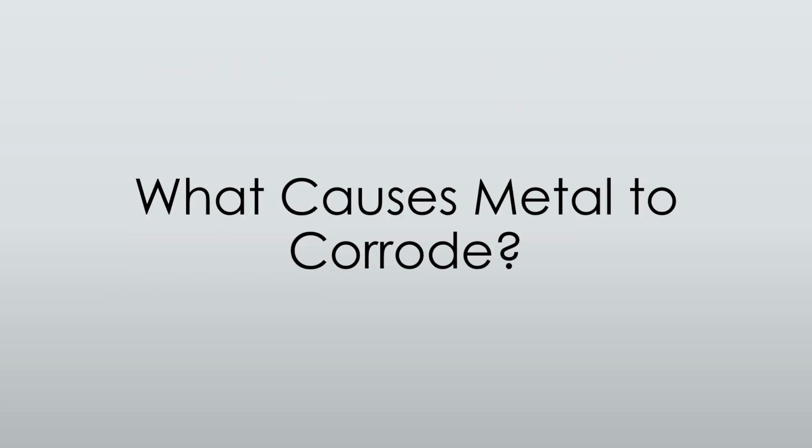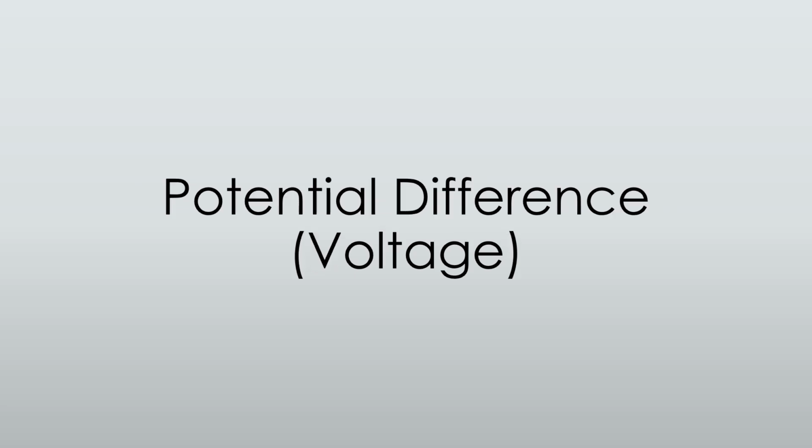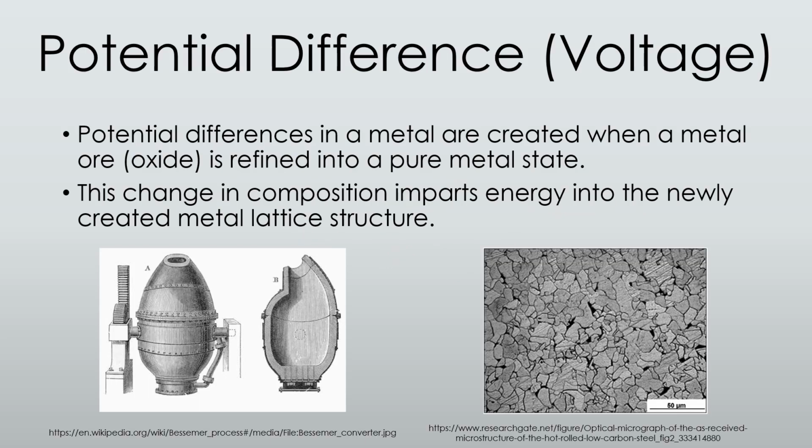So we're going to start off with the basic theory of what causes a metal to corrode. What causes a metal to corrode is the potential difference, or the voltage, that is experienced at the surface of the metal. The potential differences in a metal are created when a metal ore or an oxide is refined into a pure metal state. This change in composition then imparts an energy into the newly created metal lattice structure.